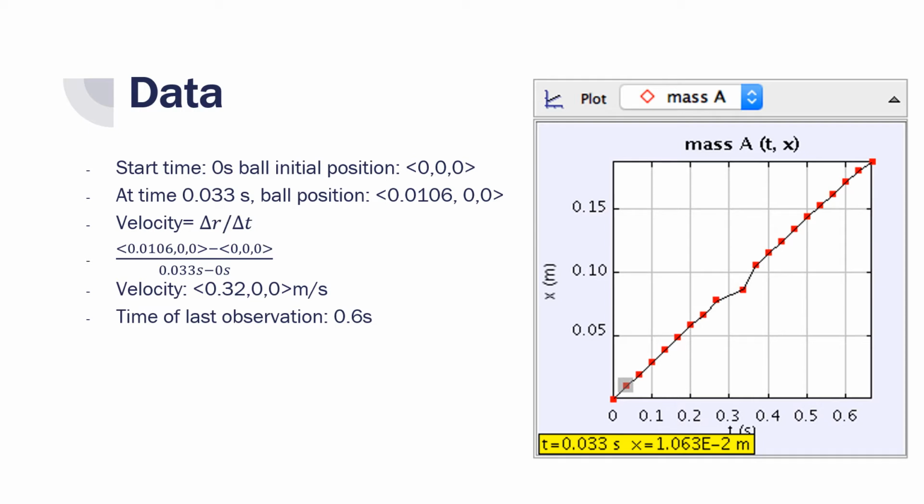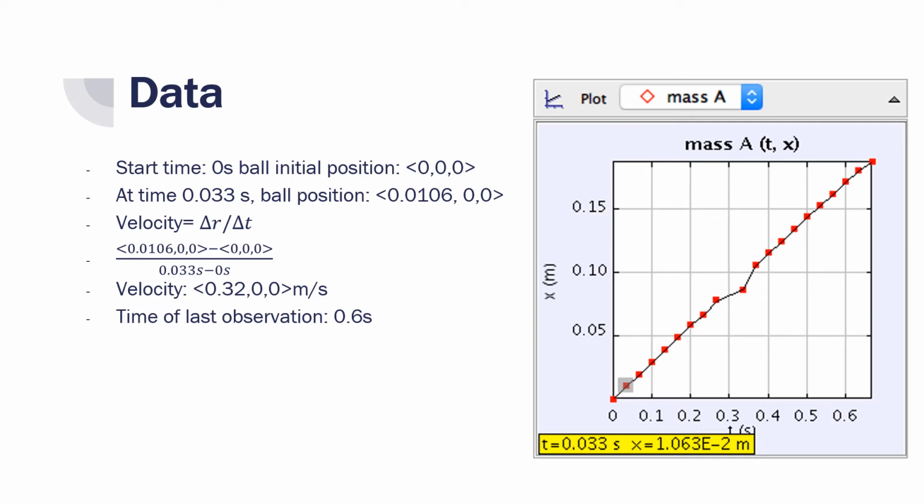So here is the graph that I found from Tracker, and as you can see, it's not a perfectly straight line. It's got a couple dips here and there, because it's observed data, so it's not a perfect system. But this is the data that I extrapolated in order to find the constant velocity. The start time was 0 seconds, and the initial position was 0, 0, 0. At time 0.033 seconds, the ball's position was 0.0106 in the positive x direction, and then 0 and 0 meters.